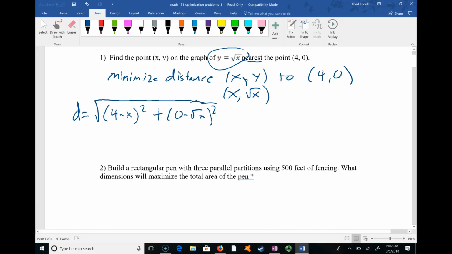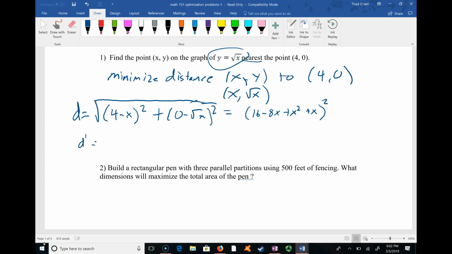So then now I just optimize it. So I take the derivative. So d equals, and actually I guess I should simplify this a little bit. This would be 16 minus 8x plus x squared, and that square root of x squared would be just x, plus x. Whole thing to the 1/2 power.